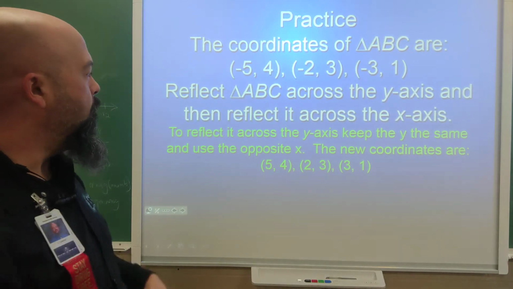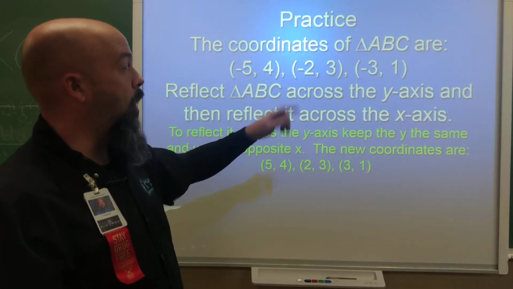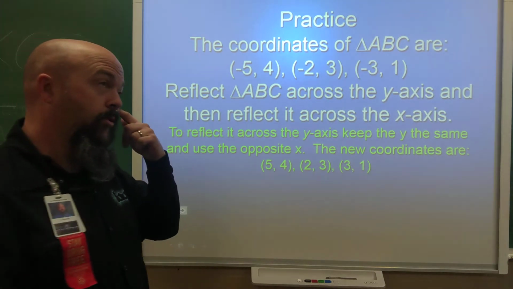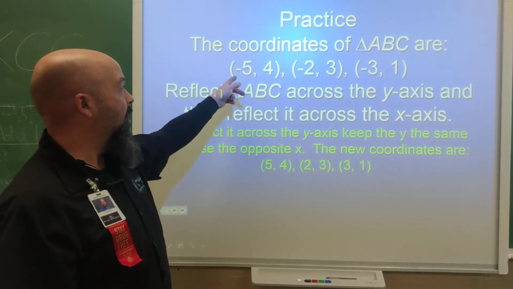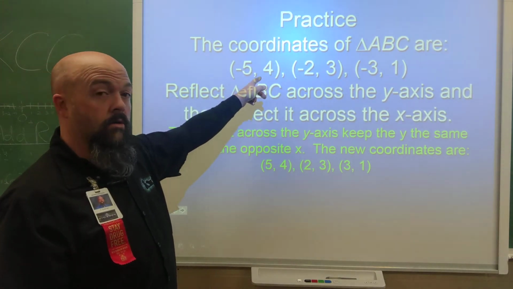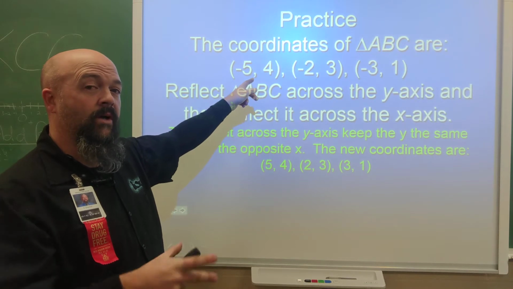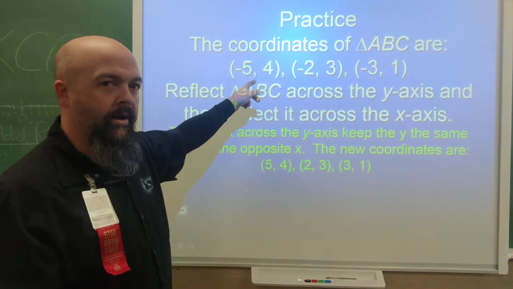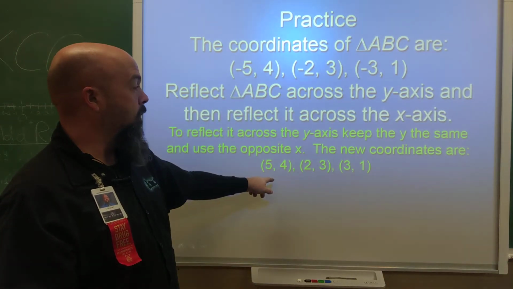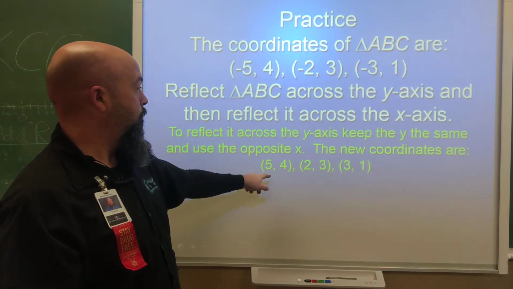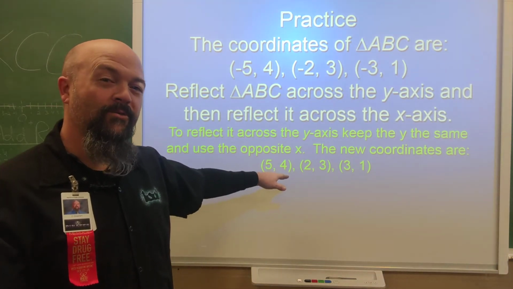Okay. So, let's get into it here. It's as simple as I've said. We're going across the Y first. So if we're going across the Y first, then that tells us we take the opposite x and keep the y. So that becomes a positive 5, 4. But we're moving across the x after that, so that means we have to flip now the y and leave the x alone. So that becomes 5, negative 4.